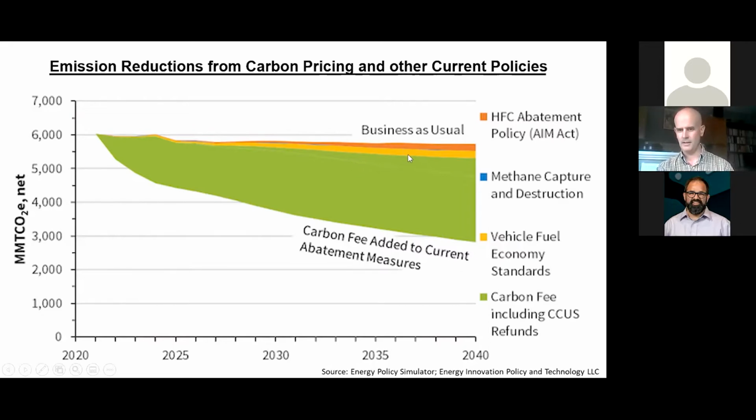Methane capture and sequestration or destruction, and vehicle fuel economy standards, CAFE standards, have been reintroduced in the early Biden administration. They previously existed and had been done away with in the previous administration. But you can see here how much of that additional carbon fee and dividend policy will be reducing from our emissions. Again, as David Vail says, this is not an either-or kind of question. This is an and-both.